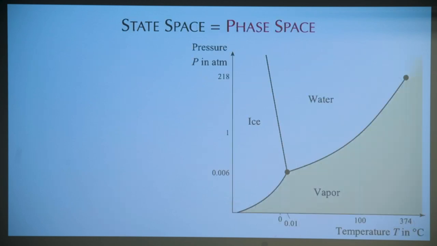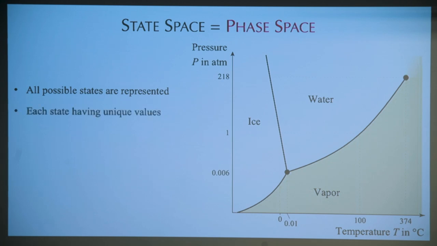Okay, so state space, just to go back to that. Here is one example of states, the state diagram of water. We have the state of water as a function of the pressure and the temperature, and we see basically that water can be water itself, fluid, then we have ice, and then we have vapor. A state space basically represents all possible states. So these states have unique values. If we see these areas, basically, we can measure them.